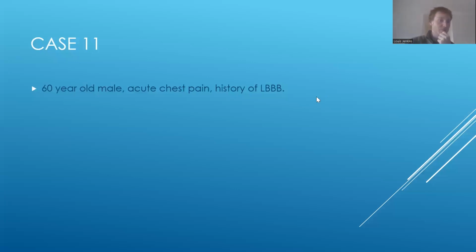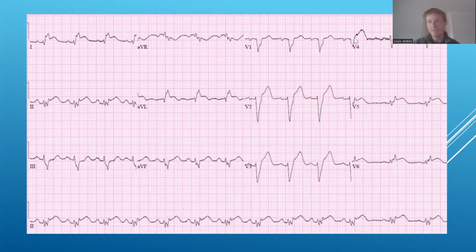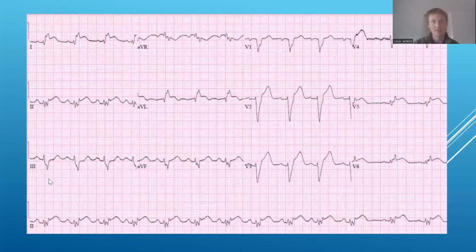Okay, cool. So moving on to case 11, we have a 60-year-old male, and he's presenting with acute chest pain, and he's got a history of left bundle branch block, okay? So looking at the ECG, we've got a pretty big clue, starting off the bat, in that we know that this patient has left bundle already. We can look to our ECG to confirm that.